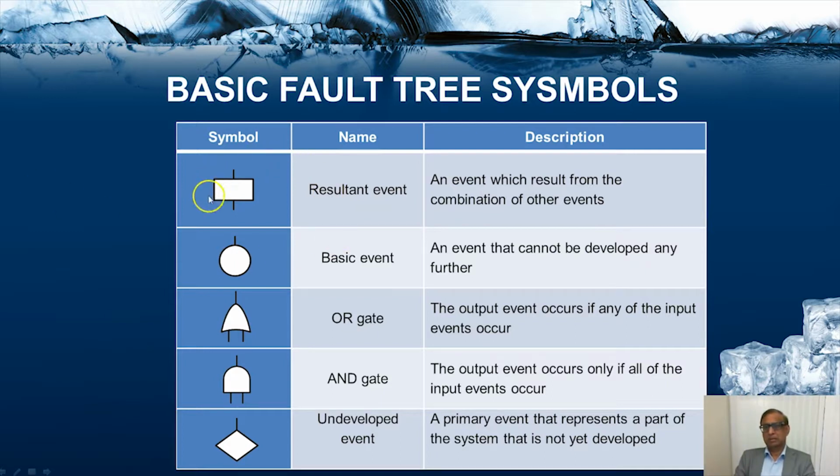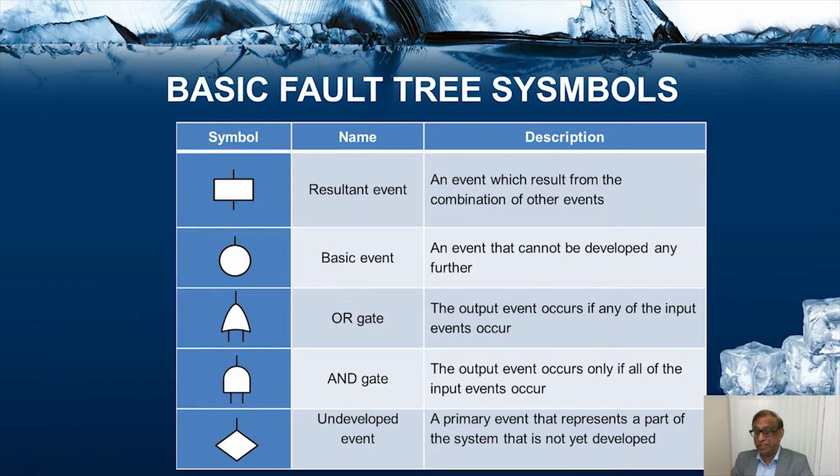And a square is a resultant event, an event which results from the combination of other events. I'll be demonstrating. Basic event: this is the core event that finishes, an event that cannot be developed any further. We don't have any clue; dead end, we say.